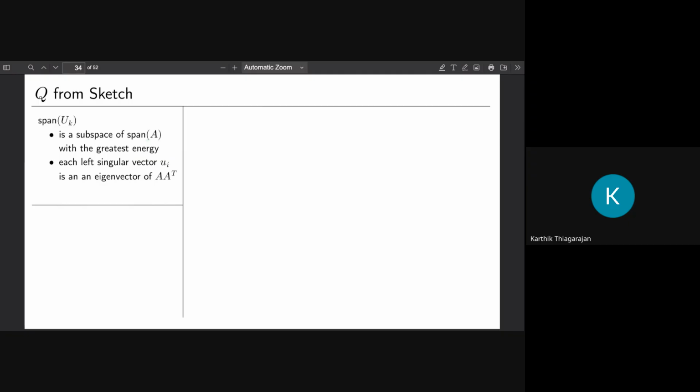Second point is, of course, that the U_i, the left singular vectors, are nothing but eigenvectors of AA transpose. They are one and the same. So how is this useful? This will help us in the randomization part.